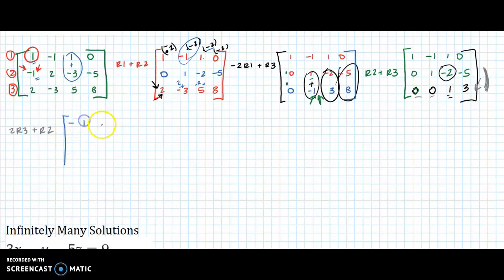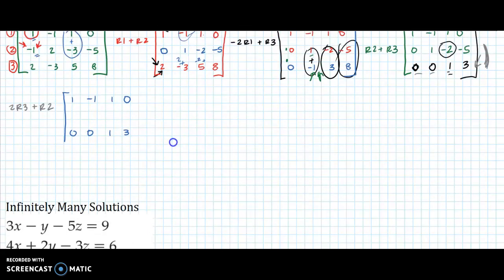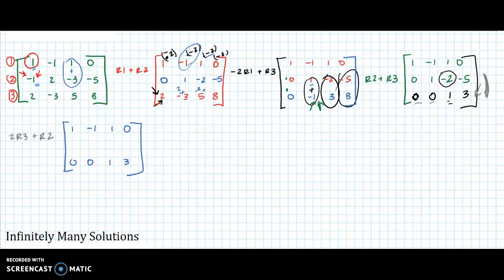So the top row still has not changed. The top row really doesn't ever change until the very end. So you have 1, -1, 1, 0, 0, 1. Oops, this is the row I'm changing. Let's keep that one in the same color. And then we've got 0, 0, 1, and 3. So I'm going to multiply this by 2, multiply that by 2, and then add it.